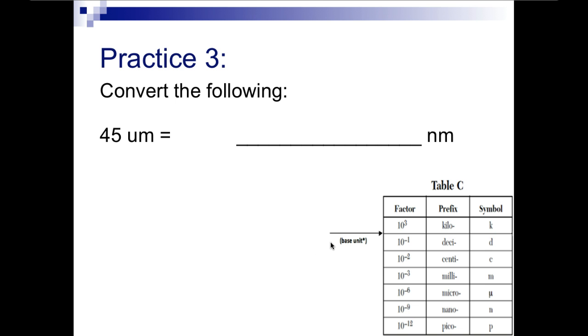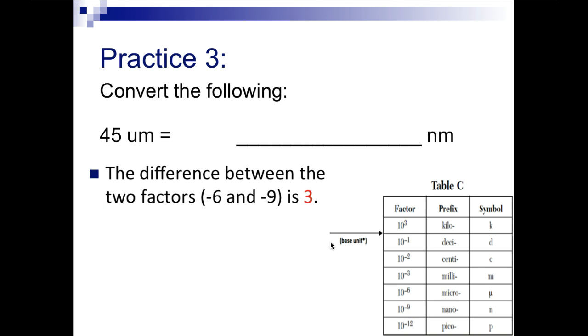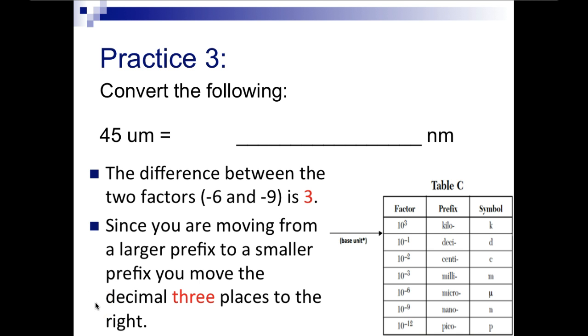All right, well, you're going from micro to nano. So you're going from a -6 to a -9, which is a difference of 3. You're going to have to move your decimal point 3 places to the right because you're going from a larger prefix to a smaller prefix. And when you do that, you get 45,000.